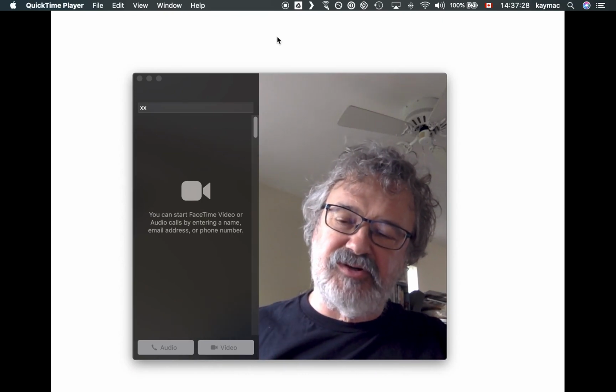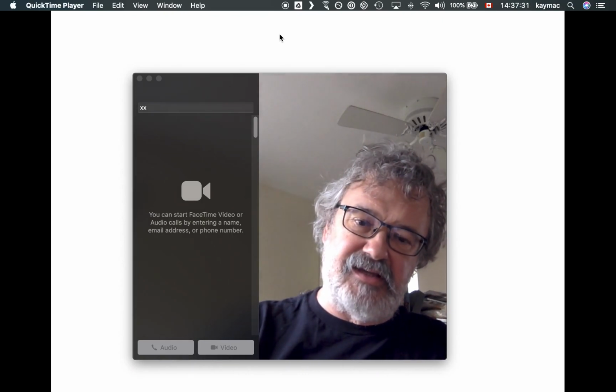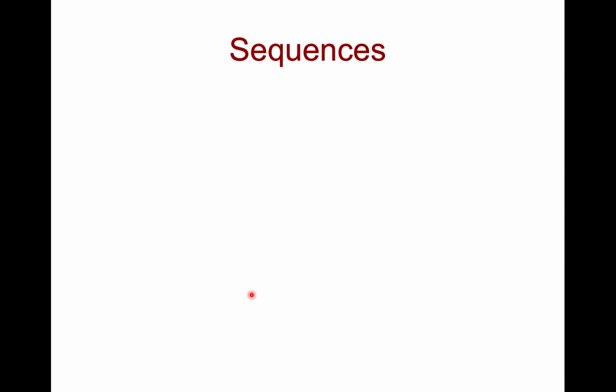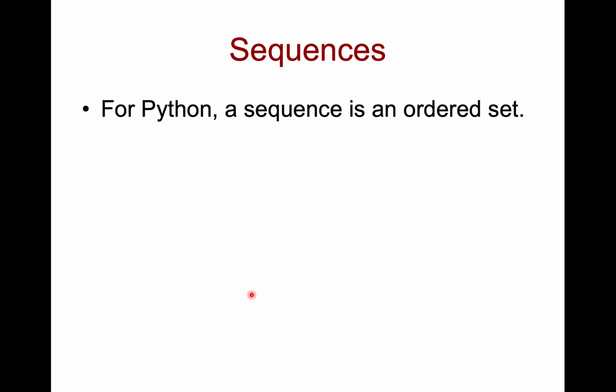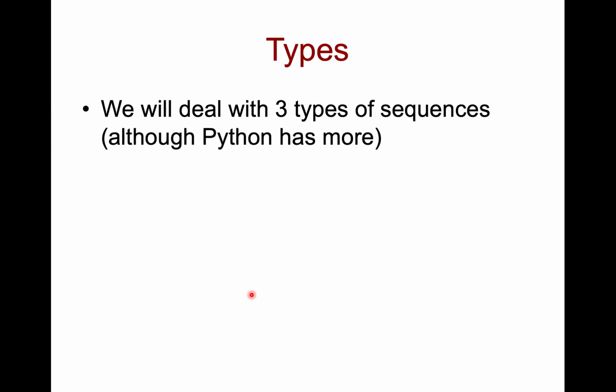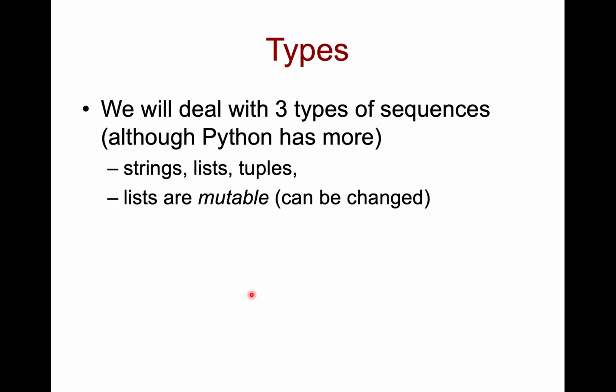Hi everybody. Today we're going to talk about lists and sequences in Python. For Python, a sequence is any kind of an ordered set of data or information. They're container classes. That means they contain values that contain yet other values. And there are really three main types of sequences that we're going to deal with. Python does have more, but we're going to deal with three of them only today. These are strings, lists, and tuples.